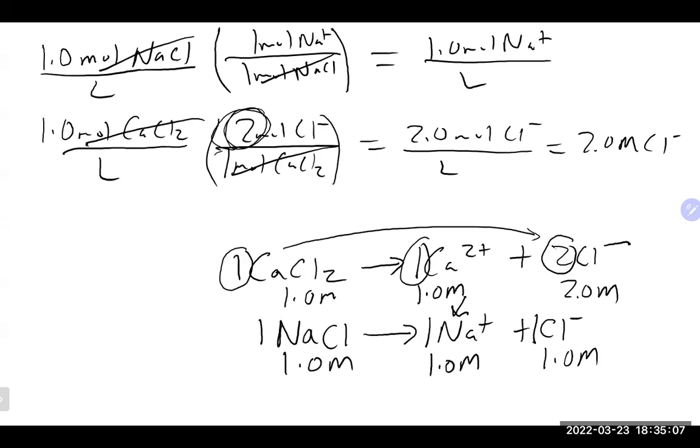You wouldn't necessarily be able to use this relationship for something that doesn't break apart into ions, because it stays together. So there's no breaking apart and figuring out a 1-to-1 or 1-to-2 relationship. So typically we use this for ionic compounds or an ionic compound solution. So other questions?